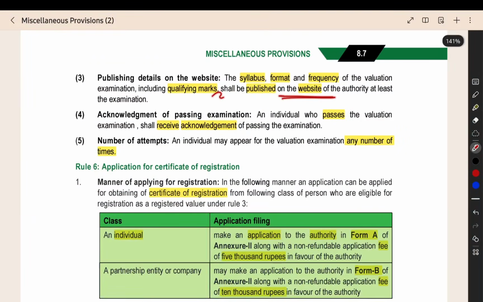Everything will be given on the website. Whatever marks you get when you write the exam, after the results have been announced, your marks will be published on the website.